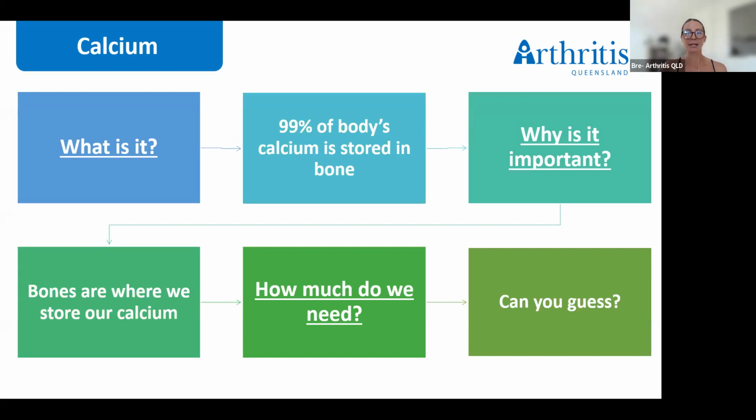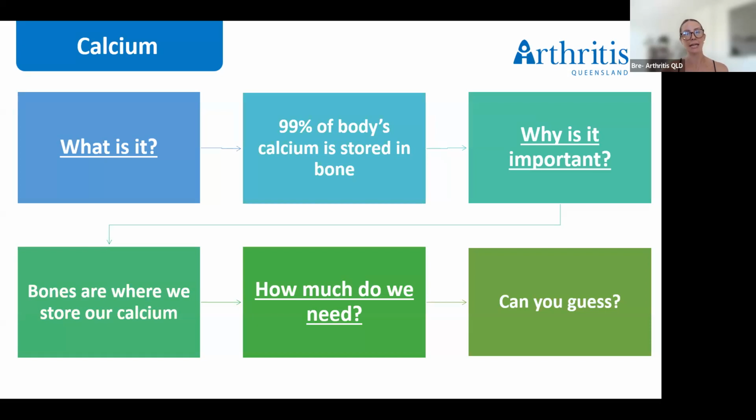So our bones act like a calcium bank. If there's not enough calcium in your diet, the body will take what is needed from our bones and actually use it for other parts of our body. And if this happens, your bone density, so our bone strength, will actually decline and you may be at risk of developing osteoporosis. So that's why it's really important to get enough calcium in our diet every day.